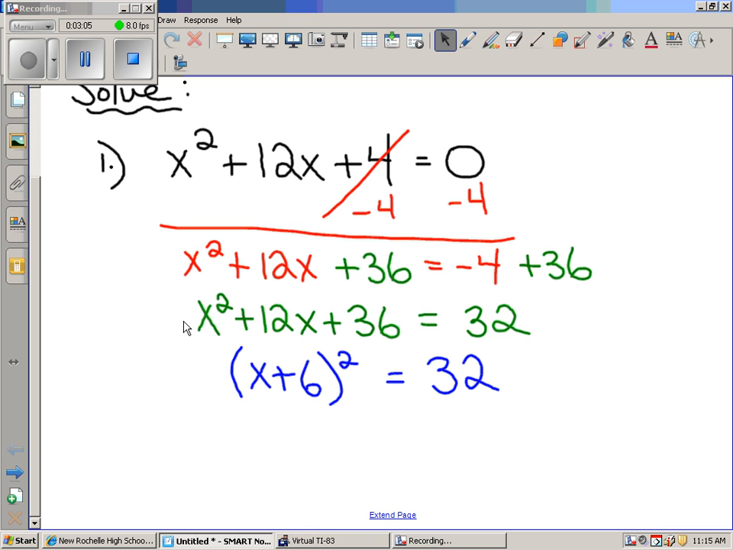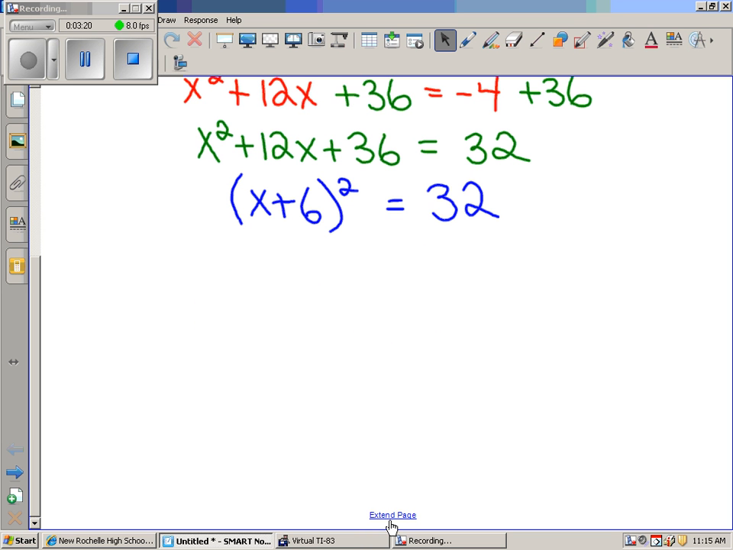And now this is called a perfect square trinomial because it breaks up into x plus 6 times x plus 6. And you just write that down like this. And then we keep going. What's the next step in the process? We square root both sides. You get x plus 6 equals plus or minus the square root of 32. And then what else? Is this getting really annoying?